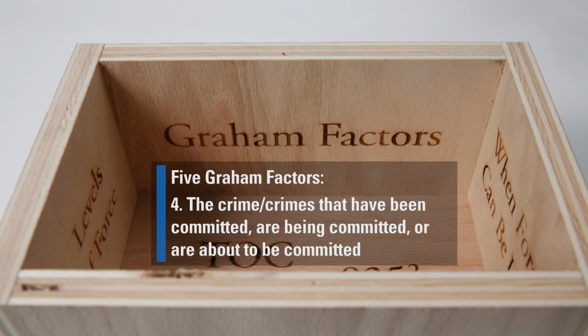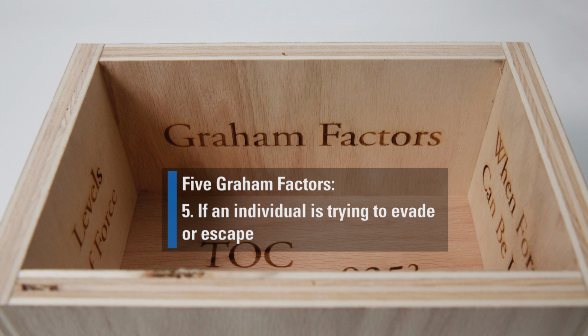The next part is the crime or crimes that have been committed, are being committed, or about to be committed that the officer is aware of. And then the 5th part is whether the individual is trying to evade or escape. Now, that's your 2 5s. The 8 officer subject factors.